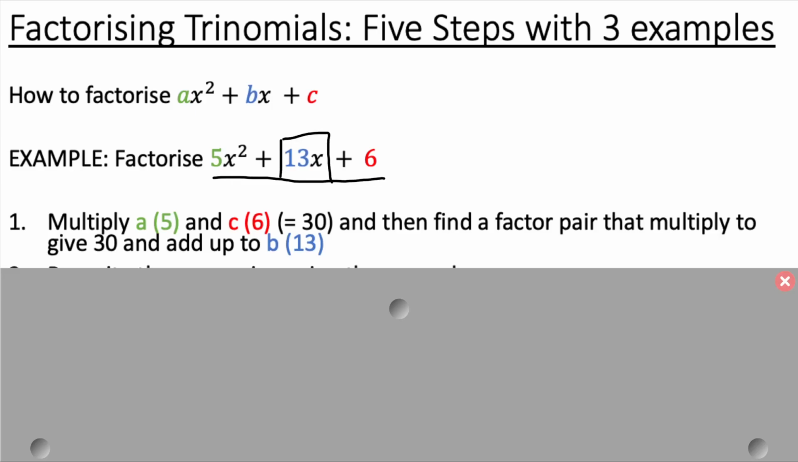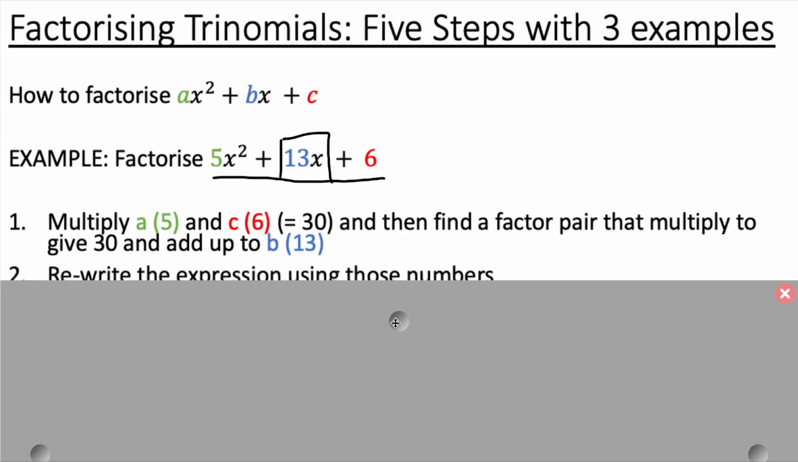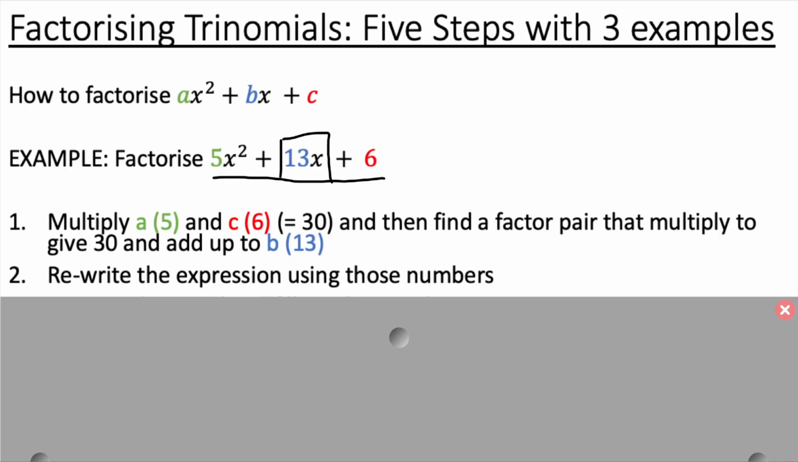Once you've got those two factors that add up to 13 and multiply together to give you 30, you're going to rewrite the expression, splitting this bx term into two parts. Both of those parts are still going to add up to the number b. So for instance, if we had the numbers negative 15 and 15 and negative 2, they would add together to give you 13. So you still have the same expression, it's just you split it in two.